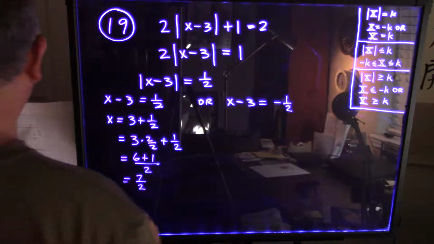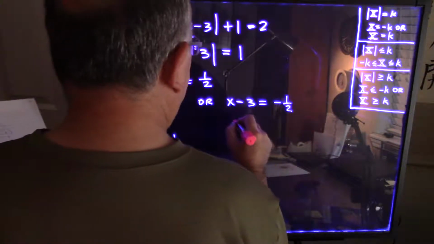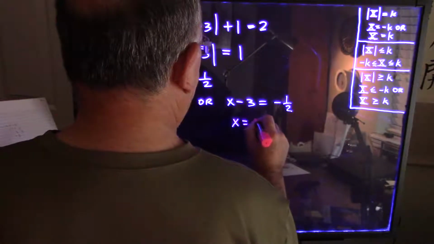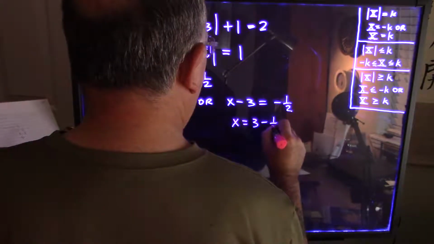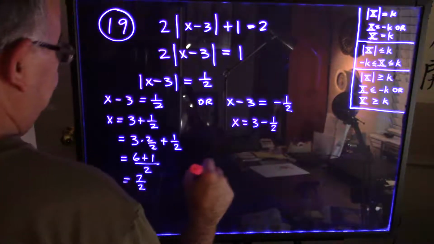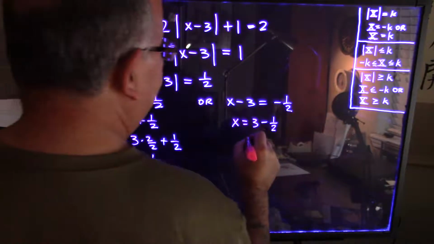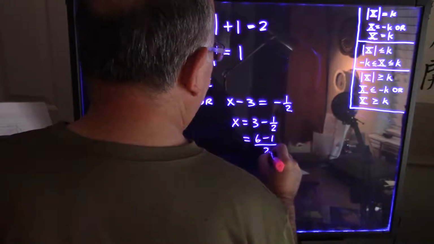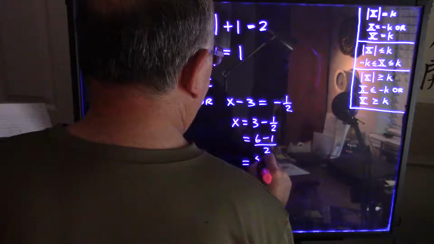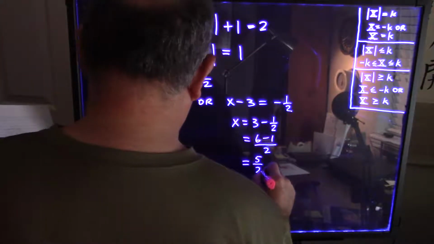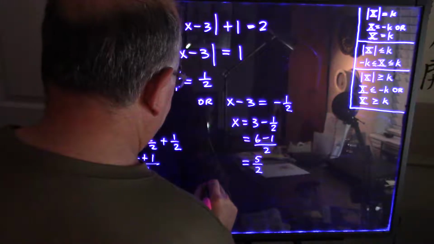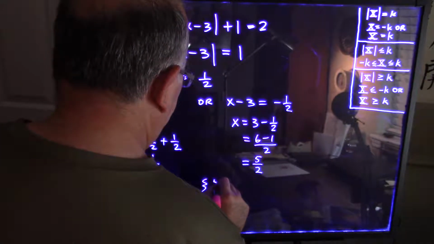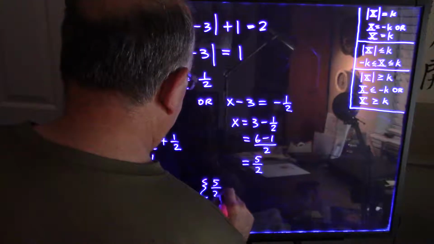Alright. And over here you add 3 to both sides. X equals 3 minus 1/2. We already know that you can write 6 halves instead of a 3, so that's 6 minus 1 all over 2, and that's 5 halves. So the solution set is 5 halves, 7 halves.